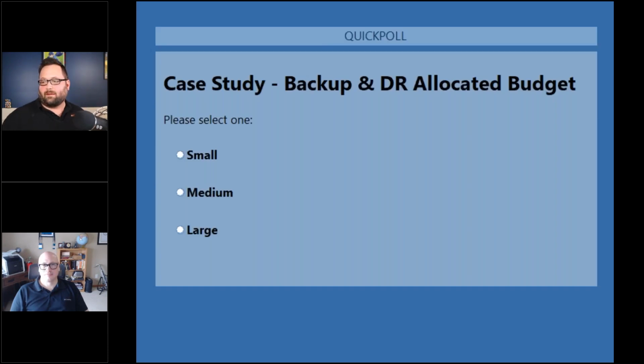Now, the budget is relative to the size of the organization. Obviously, a small budget for an enterprise is a lot different than a small budget for an SMB, right? I'm thinking we're right down the middle between small and medium here. Really? It's so close. I know which one I want, but no, lost it.